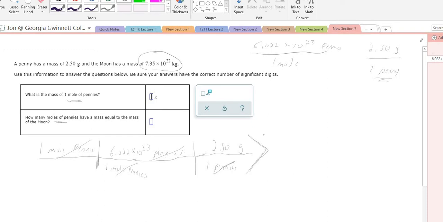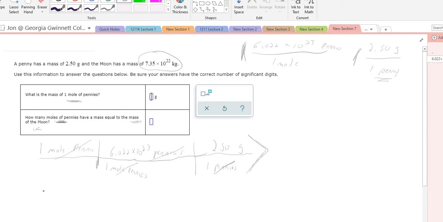I'll let you do that math, but that is how I would set up that first one. So I write down what I know, I look at conversion factors, and I just use them to cancel out my units. I let the dimensions guide where I need to go. All right, let's look at that second one. How many moles of pennies have a mass equal to the mass of the moon? I'm going to start with the mass of the moon, and I better end up with moles of pennies. And I'm going to use these same conversion factors that I have here.